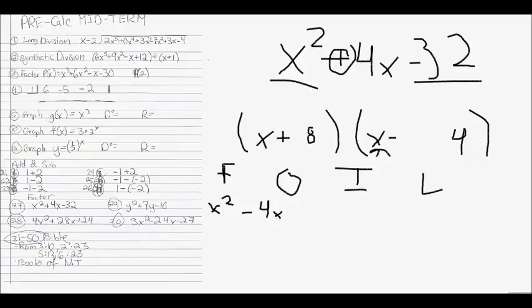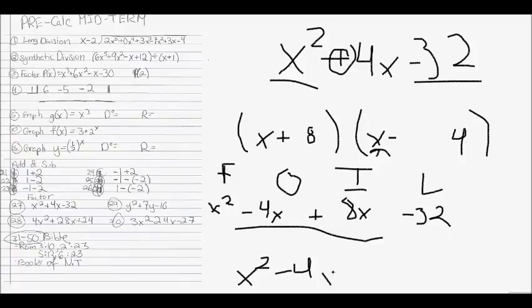Then we have our outer, which is x times -4, which is -4x. Then we have inner, which is 8 times x, which is plus 8x. Then we have our last, which is 8 times -4, which is -32. So after we simplify, especially these two terms, we get x squared minus 4x minus 32.